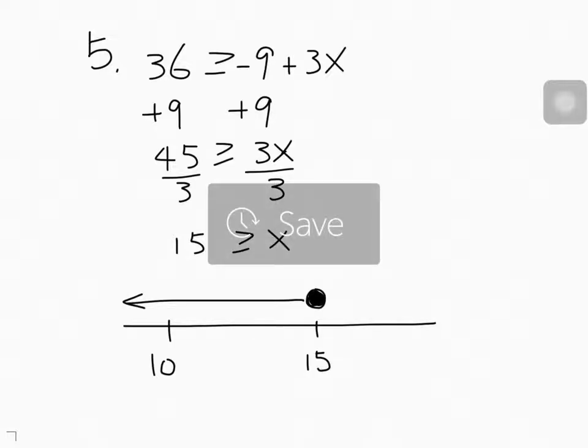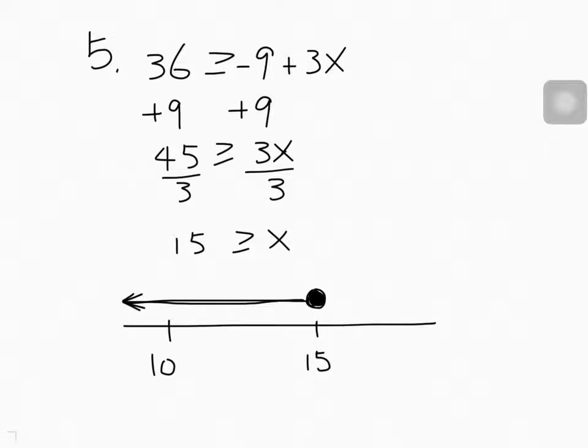Number 5. Solve and graph. For the inequalities, 36 greater or equal than negative 9 plus 3x. So first step, I'm adding 9 to both sides. 45 greater or equal than 3x. Divide both sides by 3. I have 15 greater or equal than x. Or you can read it as x less or equal than 15. So any number less or equal than 15 should be my solution.